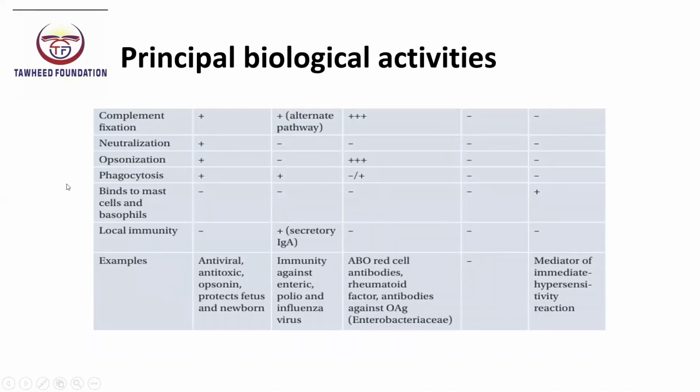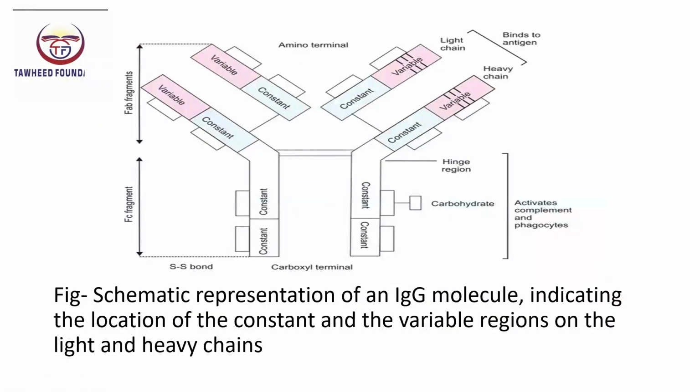You can refer to this table for principal biological activities. Next is IgG structure, a schematic representation of an IgG molecule, indicating the location of the constant and the variable regions on the light and heavy chains.